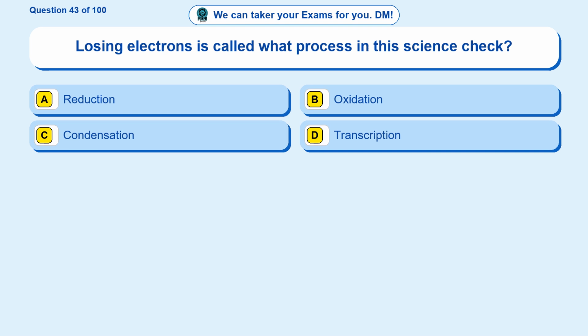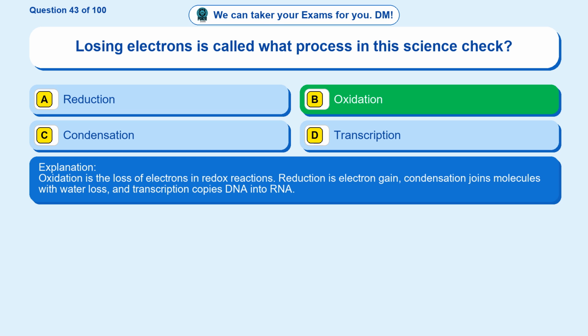Question 43. Losing electrons is called what process in this science check? Option A, reduction. Option B, oxidation. Option C, condensation. Option D, transcription. The correct answer is option B, oxidation.